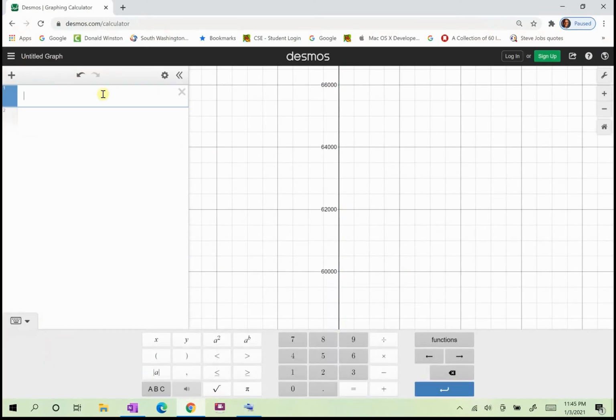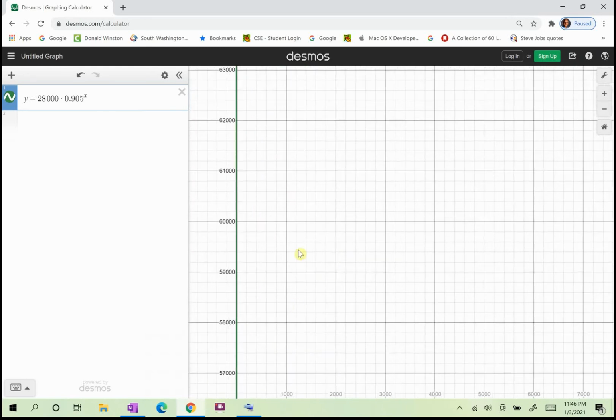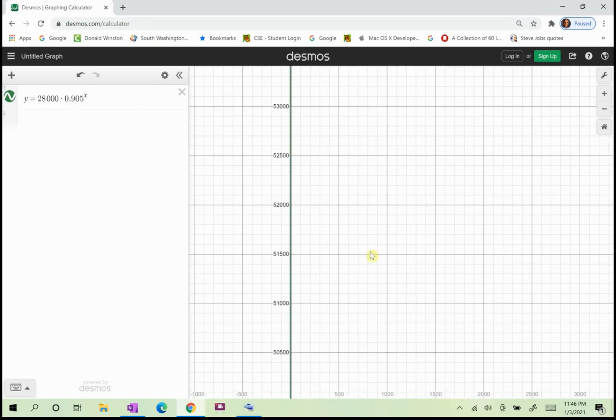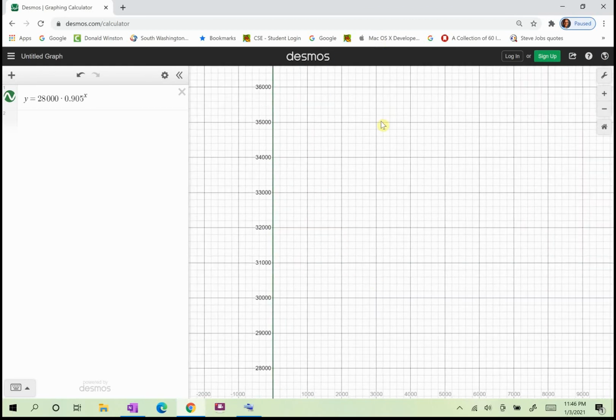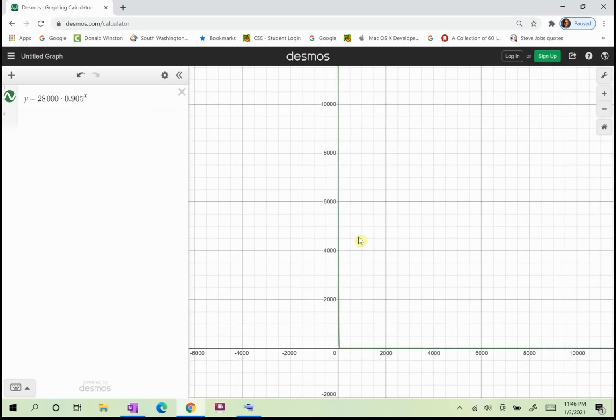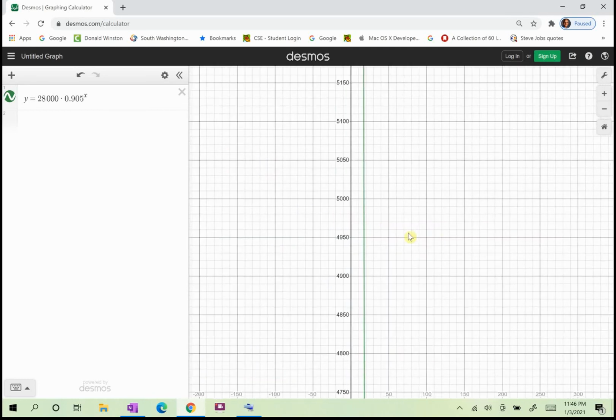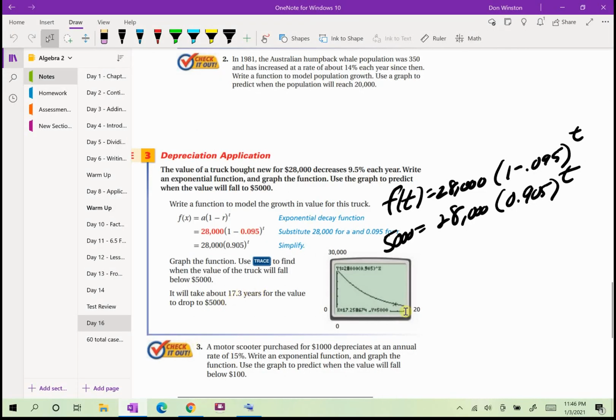So this is going to be 28,000 times 0.905 raised to the x. And we want to know when it's going to go to 5,000. Oh, there we go. Kind of tough. So about 17 years. 17.259. So let's see here. Yep, 17.3 years. All right.